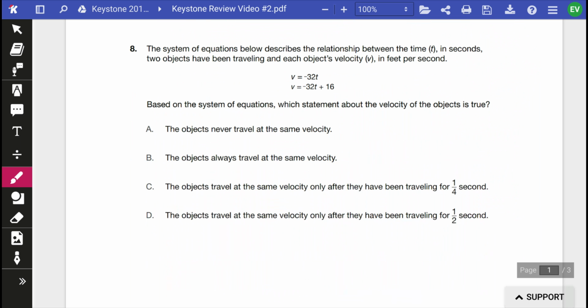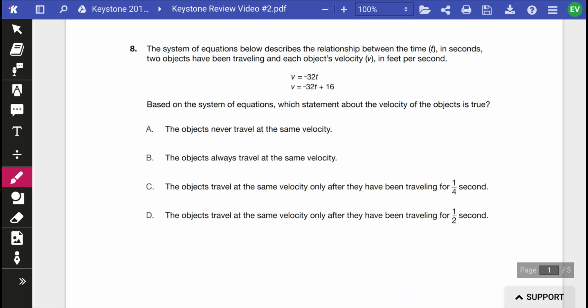Question 8. The system of equations below describes the relationship between the time t in seconds two objects have been traveling and each object's velocity v in feet per second. So we have our two equations, and then based on the system of equations, which statement about the velocity of the objects is true? Let's do some analysis first.